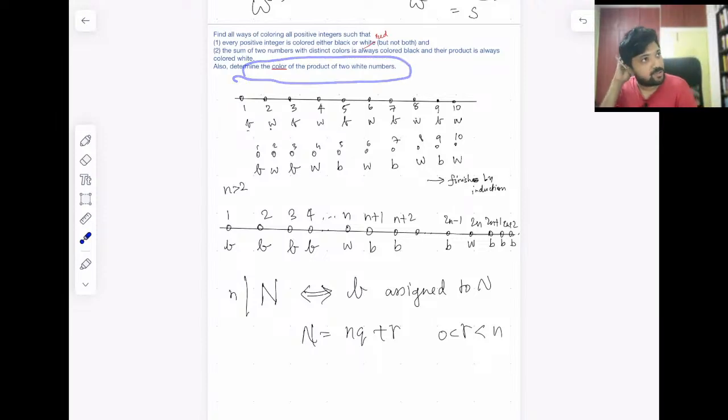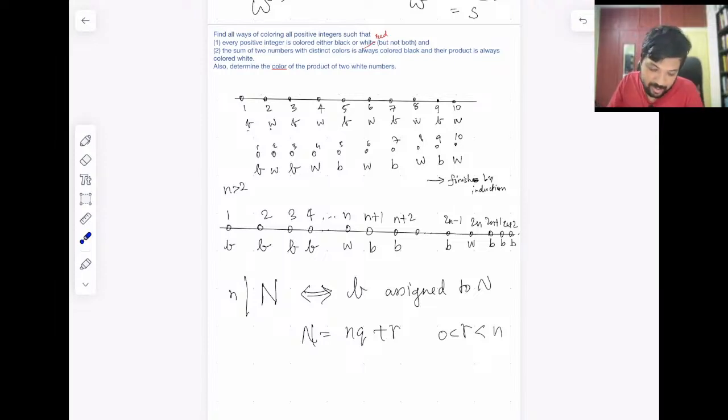I think we have to show somehow the product of two whites is white. If you show that, we are done, right? Because the product of a white and a black is already white, given in the condition. If you could prove the product of white and white is also white, then the product of white and any number is white. So once n is white, q is any number, we don't care. N into q is white.